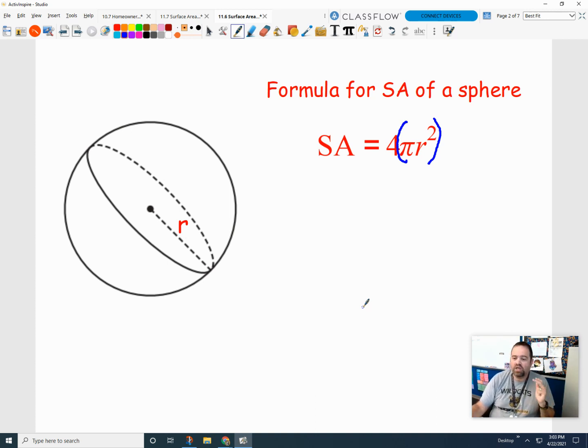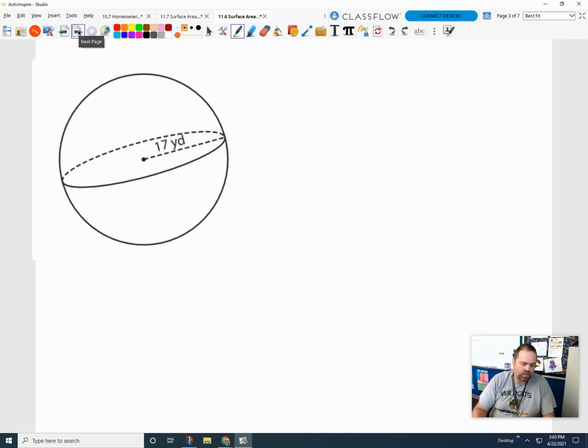This should probably be the quickest one to find the surface area of, although it's the most complex shape that we've done, because it's just punch it in, you're done. Okay, so here we go. I'm going to set this one up. I just want to write it out so you can see it. 4 times pi times 17 squared. Don't forget to square your radius.